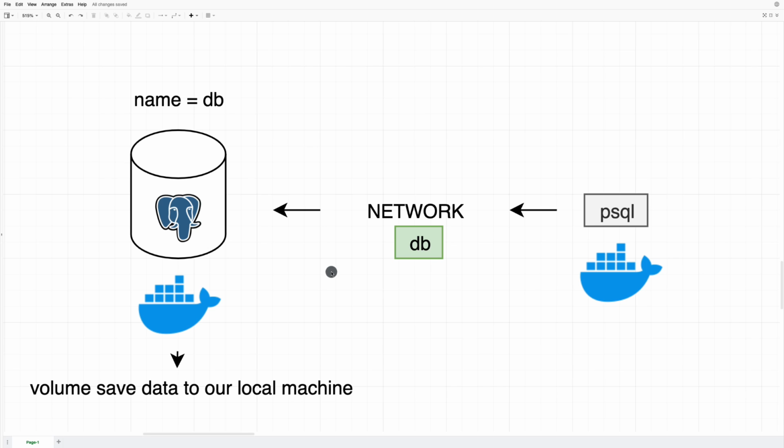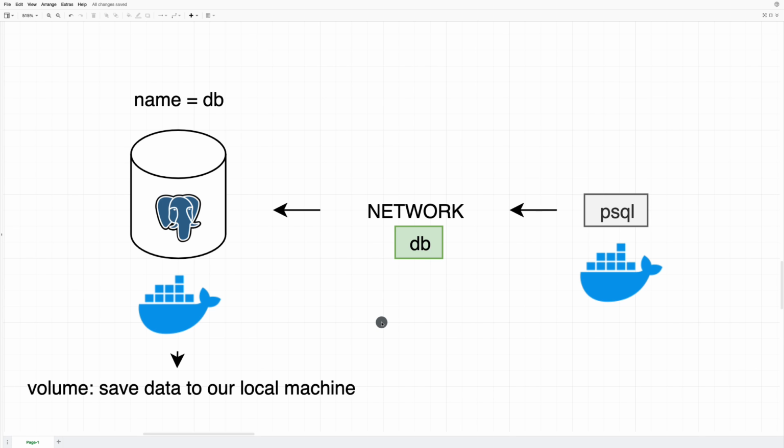Let me go ahead and teach you how to configure Docker so that we have the database up and running with a local network where we can execute the PSQL command, also running in Docker, and also how to save the data to our local machine using a volume. So this volume right here, volume colon, is to save the data to our local machine, because with containers, when it dies, we basically lose all of the data, right?